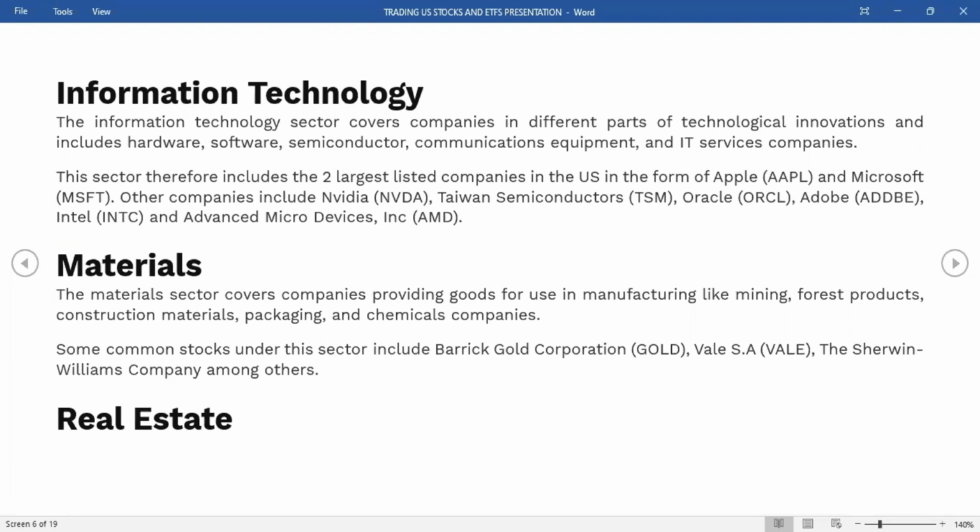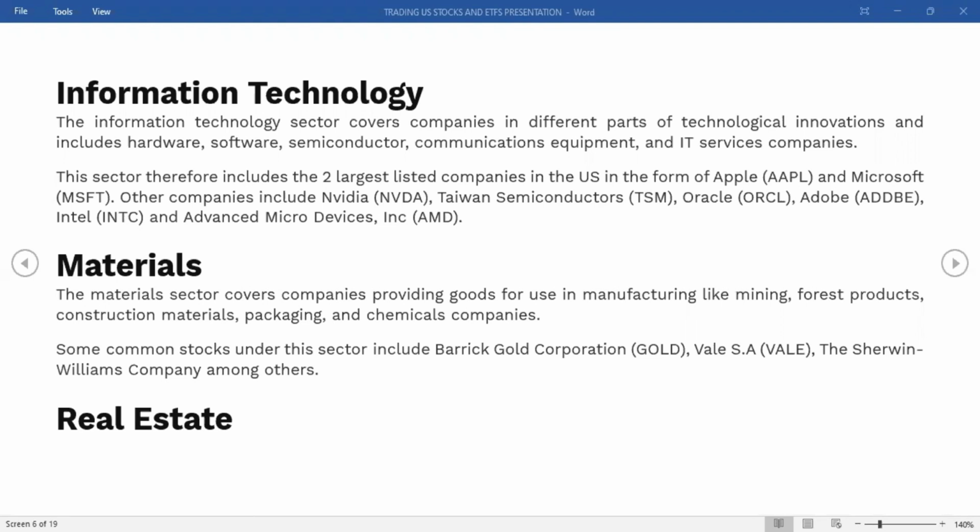So this sector includes the two largest listed companies in the US, that's Apple and Microsoft, and other companies to note. We have companies like NVIDIA, Oracle, Adobe, and Intel. I know some of you guys use Intel and Adobe.